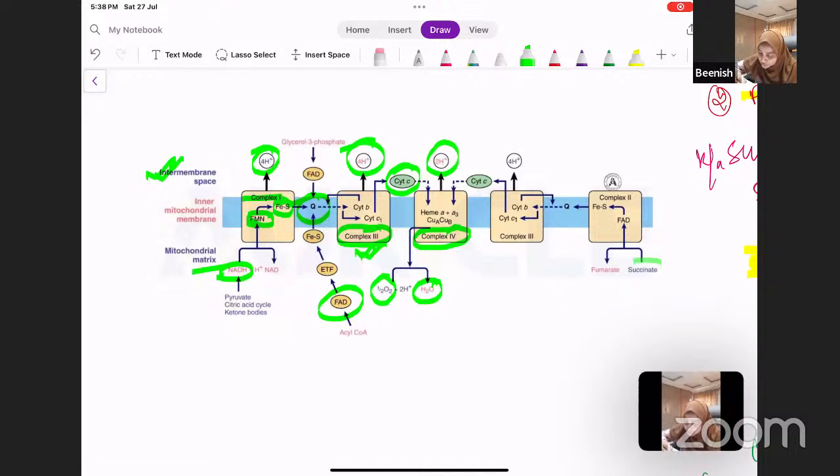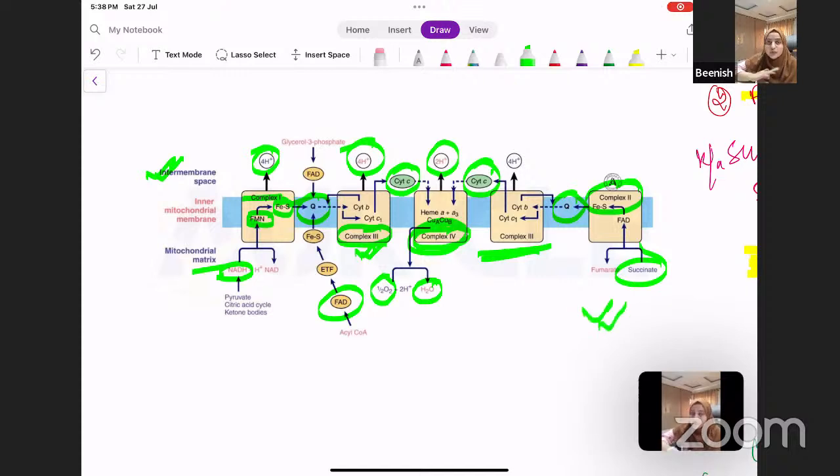So here it was from succinate. Complex 2 gives electrons to coenzyme Q, which is received by complex 3, and complex 3 through cytochrome C gives them to complex 4. So this is the cycle for complex 2, and here this was from NADH. I hope the electron transport chain is clear.